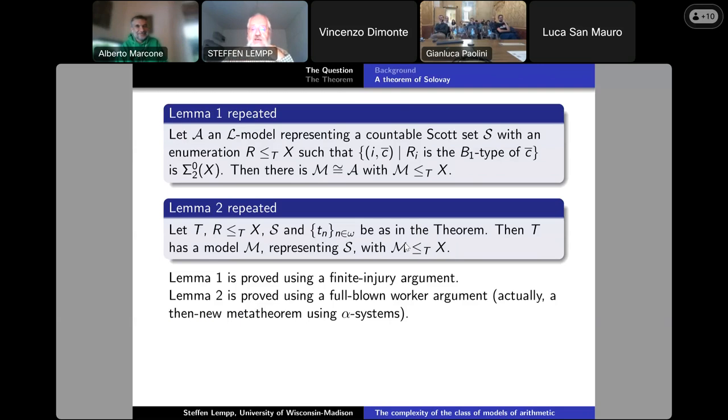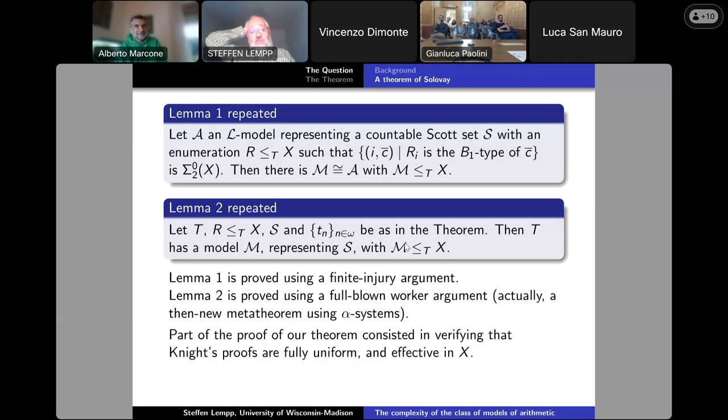In fact, Julia presents a new metatheorem at the time using alpha systems in the style of Ash and Knight. Okay, so lemma 2 is a serious construction which runs over like 10 pages or so. And this is all in a 1999 paper that you can read up if you're interested in this particular argument.